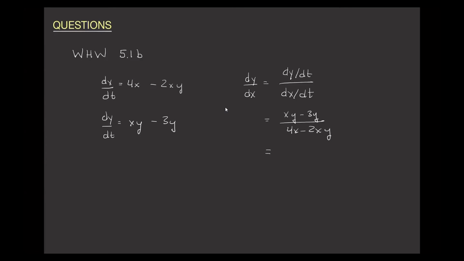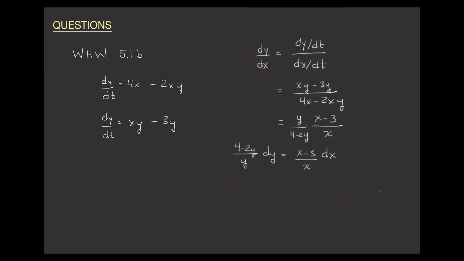Then we can factor out a y, leaving us with x minus 3, and factor out an x, leaving us with 4 minus 2y. And that's going to be separable. We can write it as (4 minus 2y) over y dy is equal to (x minus 3) over x dx. Now we've separated the variables, so let's integrate.